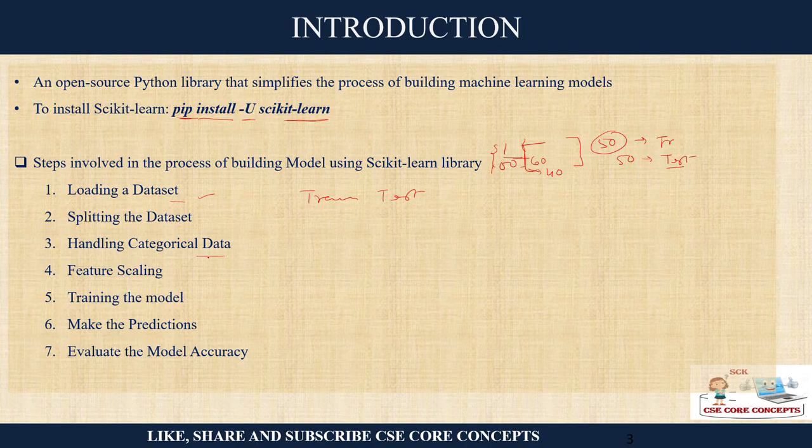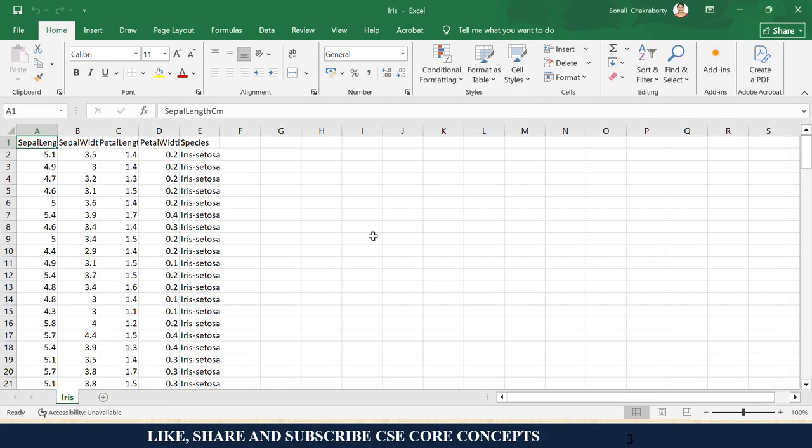Then comes the categorical data. Let's say you have two categories, like either the person has a heart disease or does not have a heart disease. That is a binary classification. Or, for example, you remember the iris data set. Let me show you the iris data set. Here in this iris data set, there are 150 records.